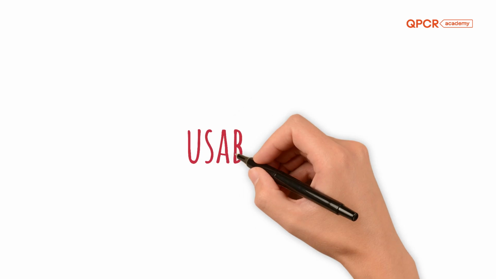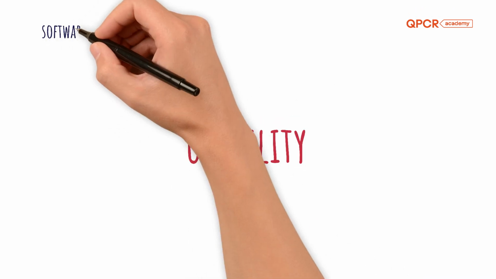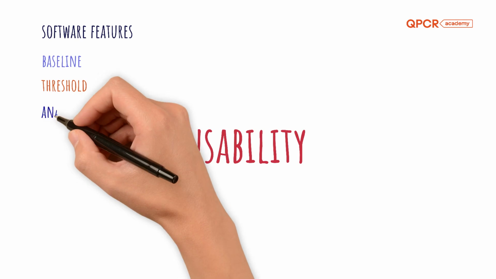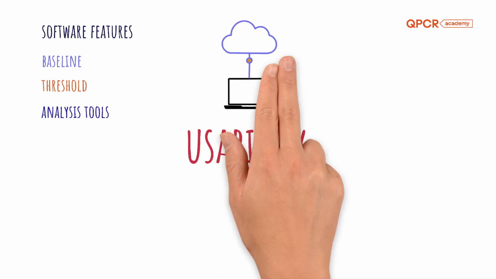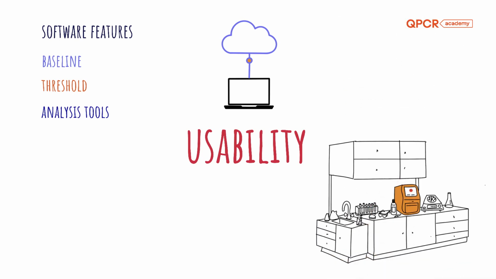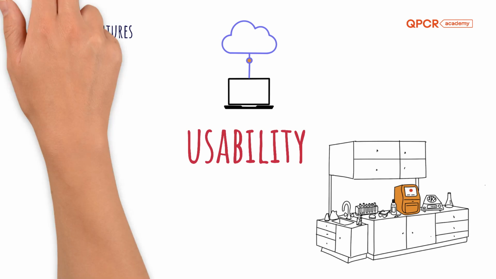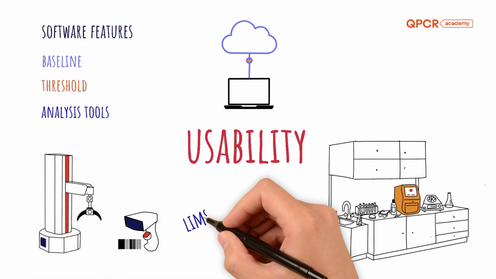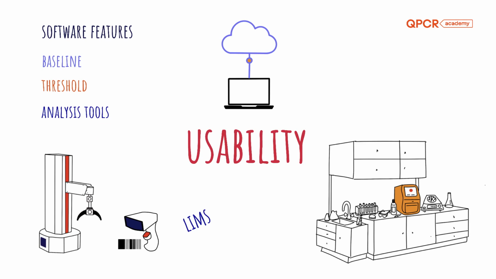Usability is just as important. Good software should guide experiment setup, automate baseline and thresholding, and include built-in analysis tools. Cloud connectivity is another bonus, letting your team collaborate from anywhere. If bench space is tight, a compact footprint makes a big difference. And for high-throughput labs, automation features like robotic plate handling, barcode scanning, and LIMS integration are essential. Working in diagnostics? Make sure the system meets compliance standards for data integrity.